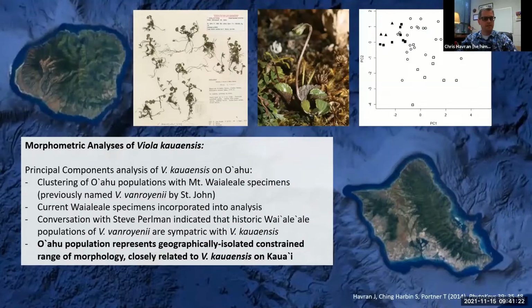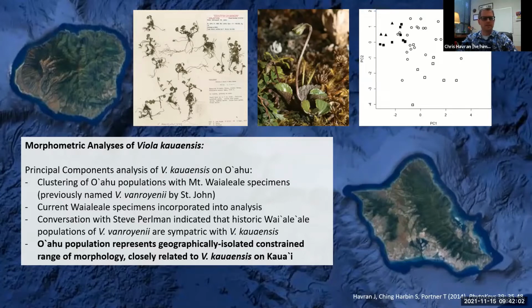Since the entity on Oahu had already been sequenced, we conducted a morphometric analysis. This is a principal components analysis here. All Oahu populations are these little black squares. They kind of cluster together with three little individuals, those little black triangles, that represents something that St. John had called Viola van Royi at Waialeale. Everything else in the open circles and squares here represents Viola kwaiensis. We incorporated some, at the time, current Waialeale specimens into the analysis, which clustered with all the other kwaiensis specimens here.